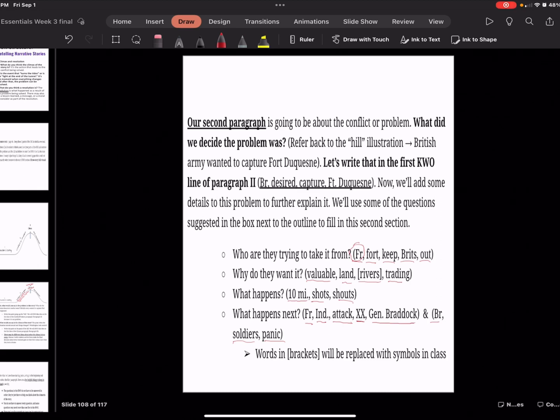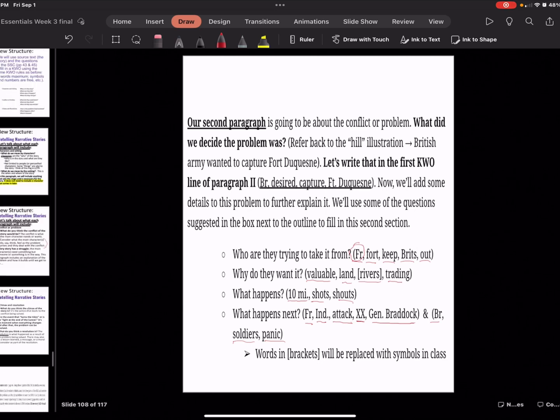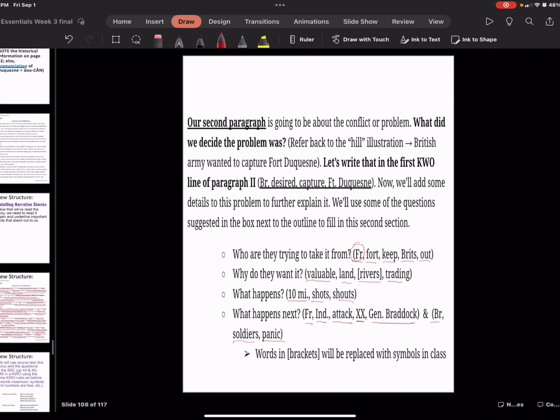Words in brackets will be replaced with symbols later. So we can, what is that? Rivers, we would do that with that. So let's go back and look here. What happens next?